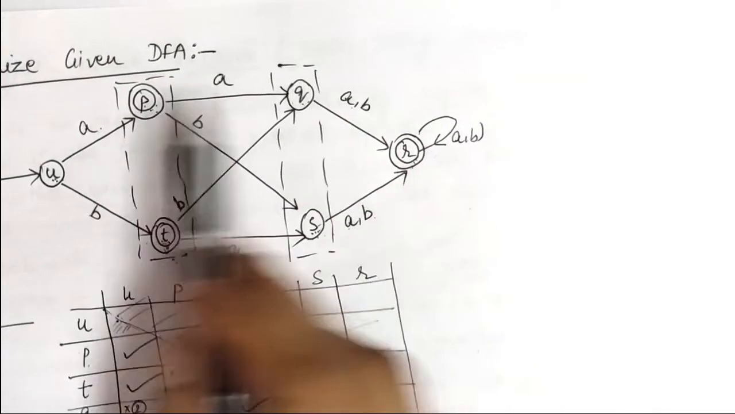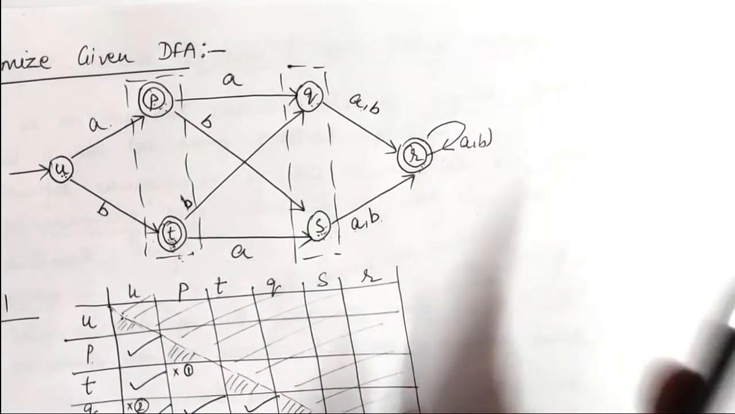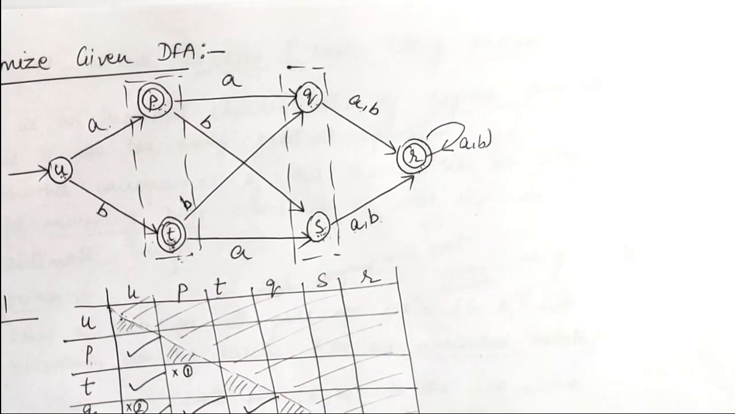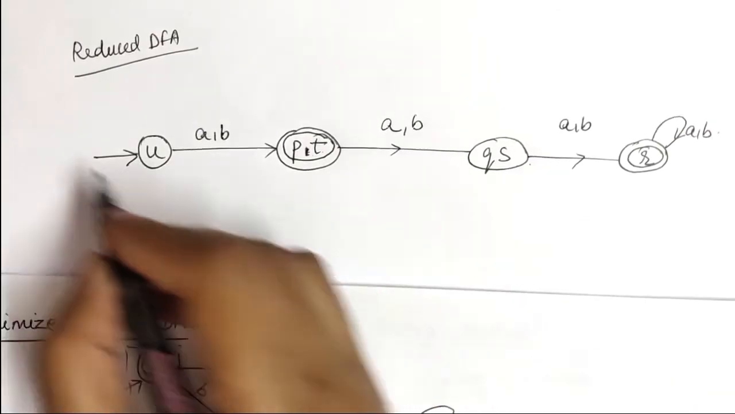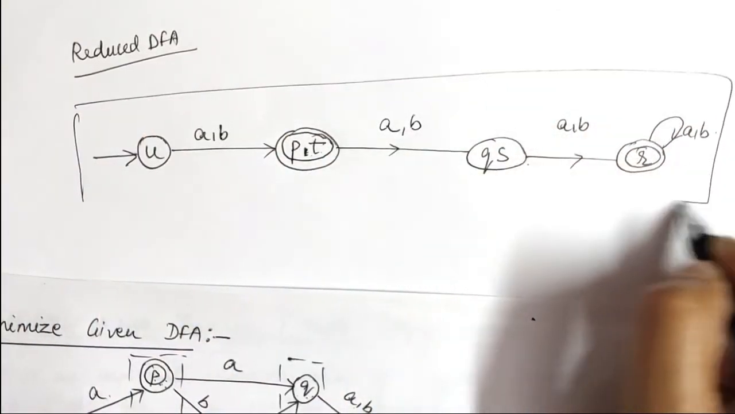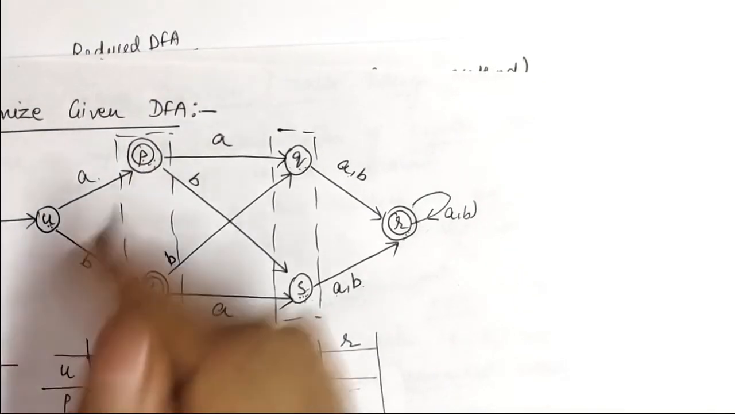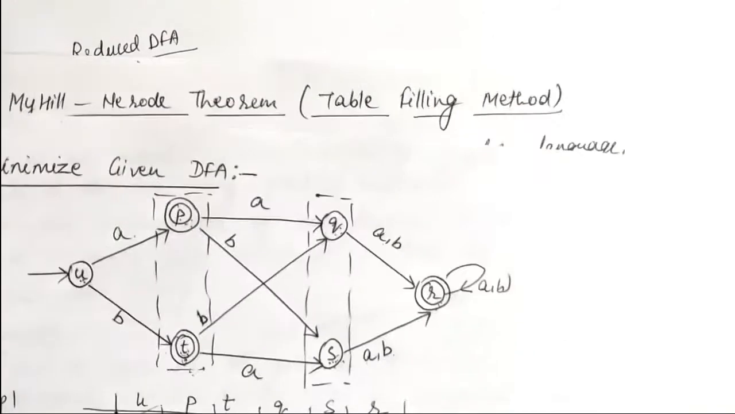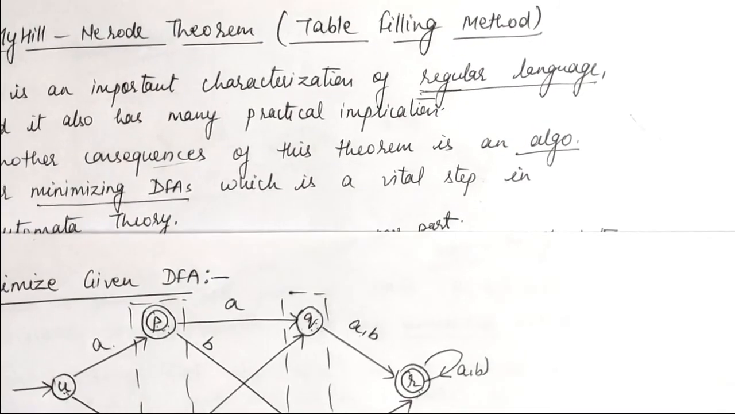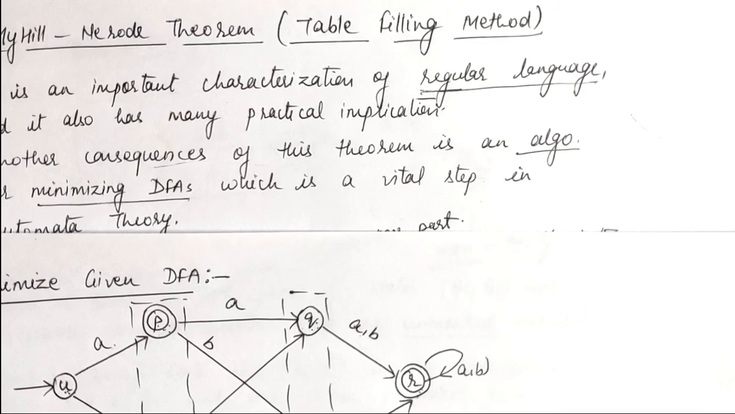So for the given DFA, with the help of the Myhill-Nerode theorem or table filling method, the reduced DFA or the resulting DFA looks like this, in which we combine the two pairs of states, that is P and T, and Q and S. So this is how we solve the problem with the help of the Myhill-Nerode theorem, which is used for minimizing the DFA.